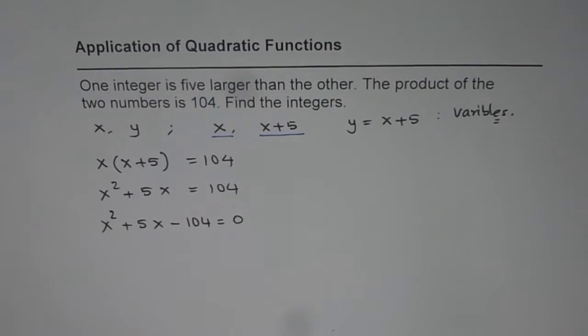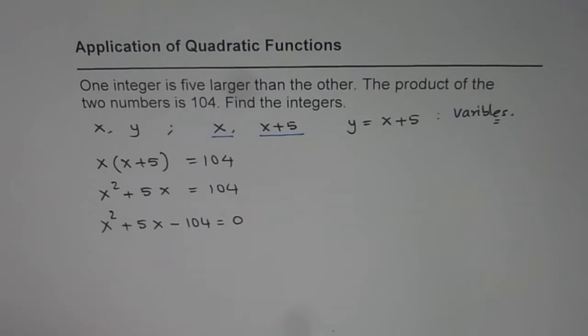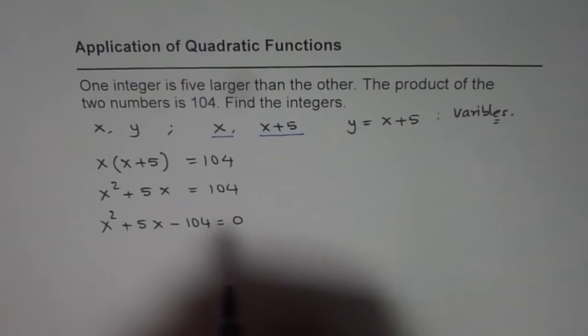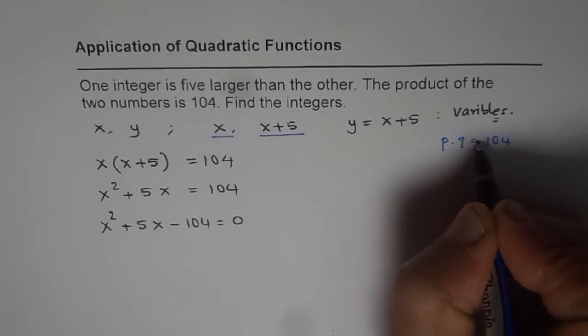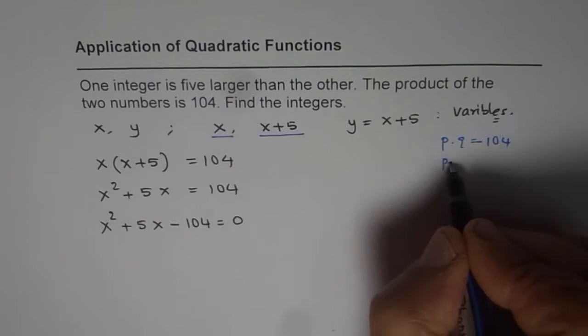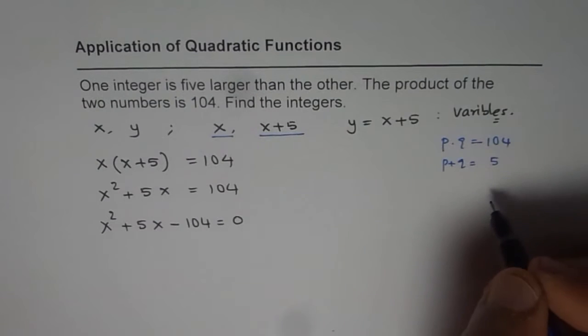Now at this stage, you can do a couple of things. You can use the quadratic formula, find the value of x. That is one way of doing it. Second is you can factor it. I know it's difficult to factor such questions, but let's try to do it, right? Application of the quadratic formula is not difficult. Anyway, we'll try to factor this one. How to factor? We are looking for two numbers whose product is 104 with a negative sign and whose sum is plus 5.